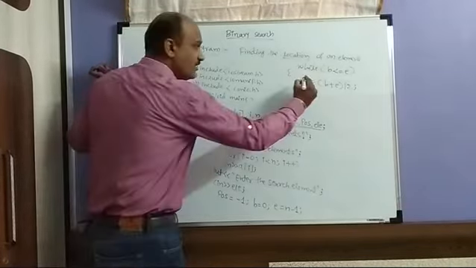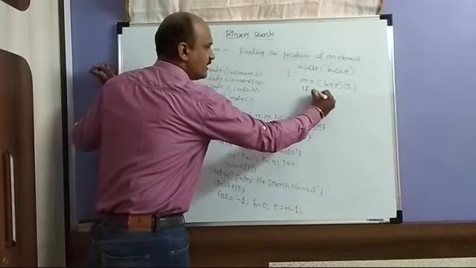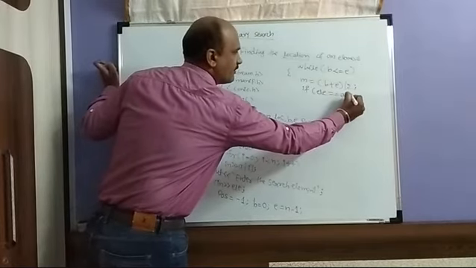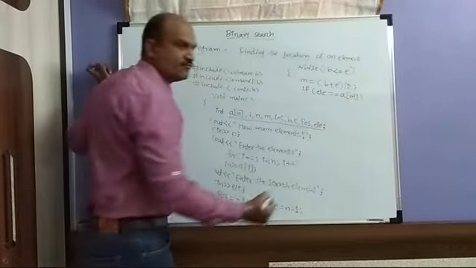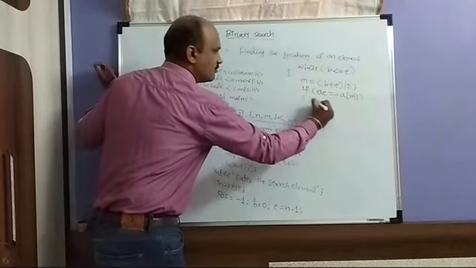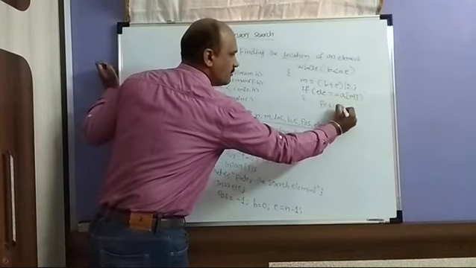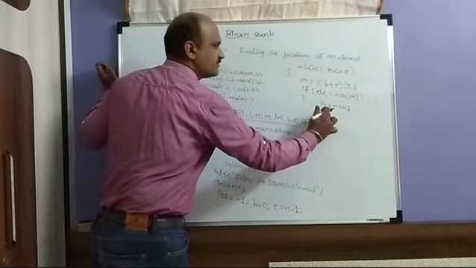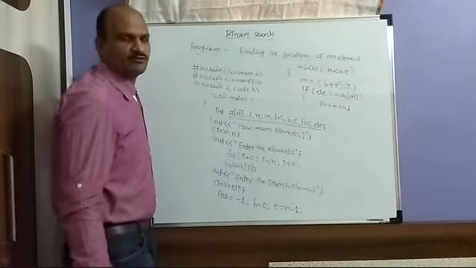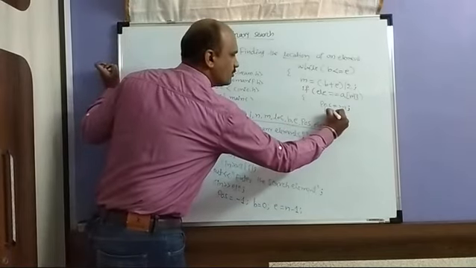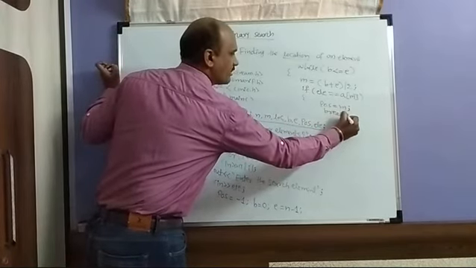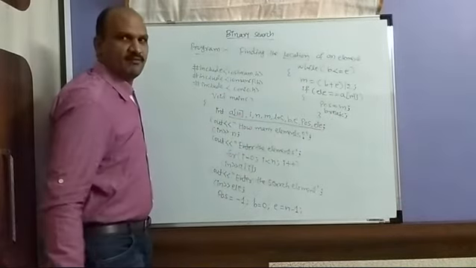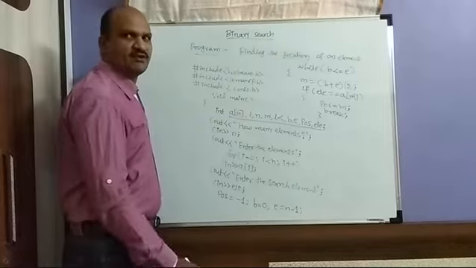Then if it is present, if element is equal to A of m, then as I told you, position is automatically set to the middle element. Then whatever the searching element you are looking for is the same as that middle element. So you will get the position. So here you have to stop, because you get the searching element here only as the middle element. Then it will stop. That is the break statement.